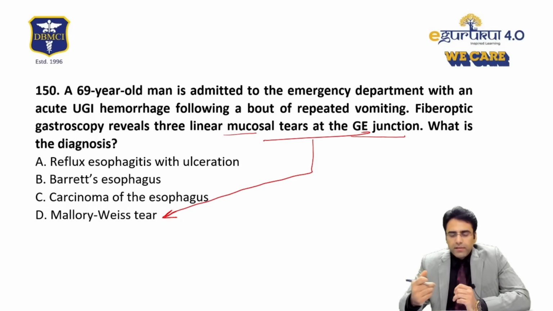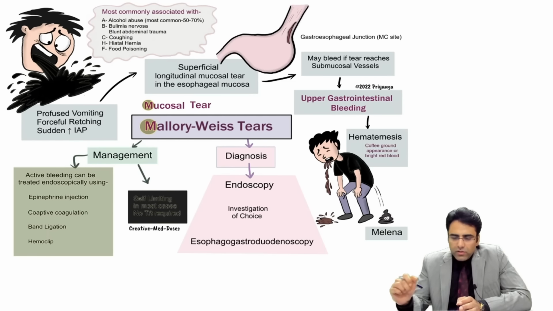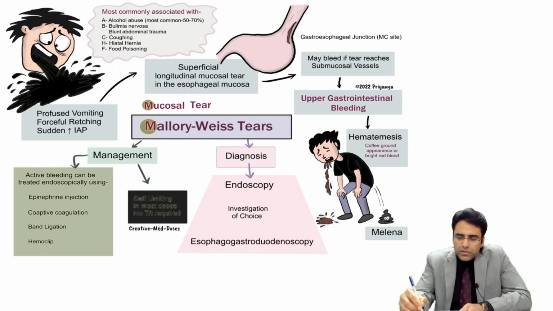Clear? Now, Mallory-Weiss tears are basically longitudinal tears that occur at the G junction and involve the mucosa only. These are basically the mucosal tears which are occurring. So let us have a look at Mallory-Weiss tears. These are commonly associated with what? Alcohol abuse. The most common association, up to 70% of the cases, they are associated with alcohol abuse.